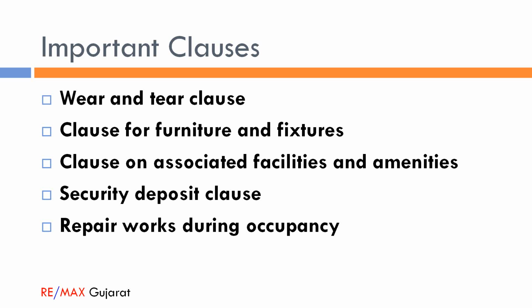Clause on associated facilities and amenities. Many properties come along with facilities like parking space, use of swimming pool, club, gym, etc., which owner is entitled to along with the property. However, these rights do not transfer to the licensee or the lessee unless a clause is inserted into agreement specifying that such incidental amenities and associated facility will be accessible by the occupant.